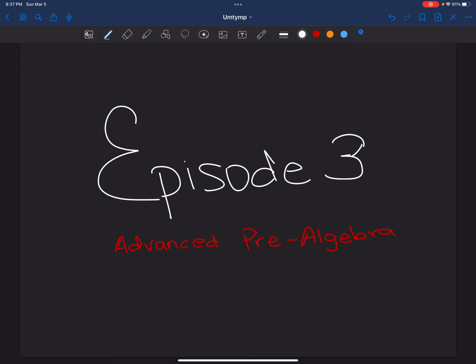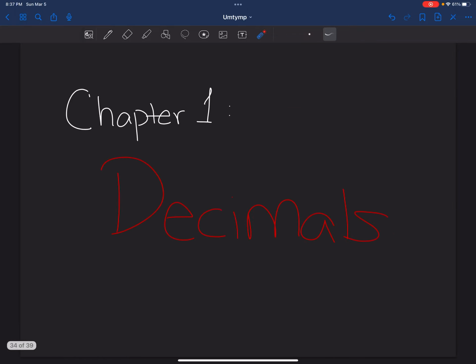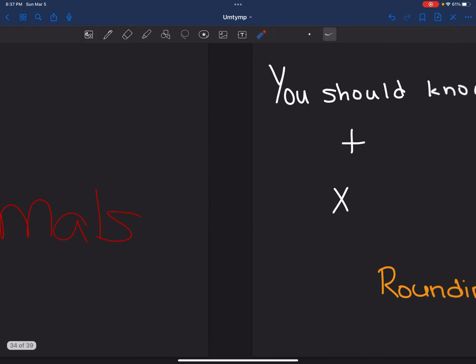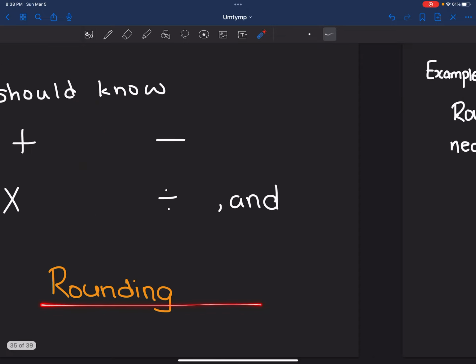So the agenda for both of these little episodes: decimals, which I'll be covering in this episode, and in the next episode I'll be covering percentages, fractions, and ratios and proportions. So this is what we're going to be covering today, decimals. You should know these basic operations with decimals: adding, subtracting, multiplying, dividing, and most importantly, you need to know about rounding decimals. I'm going to be using most of these operations in examples later on, but let's focus on rounding.